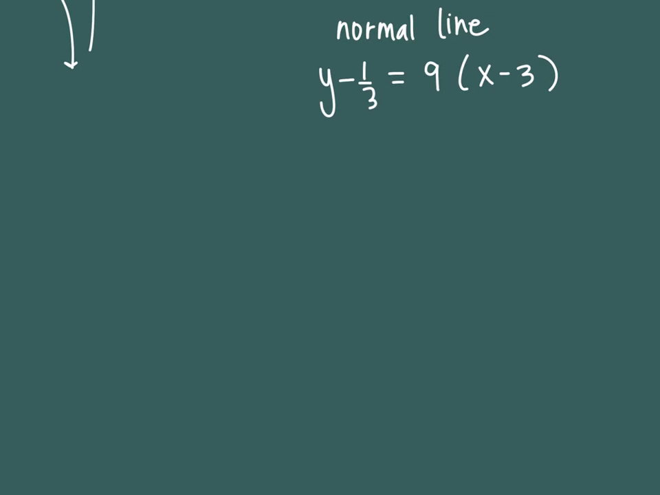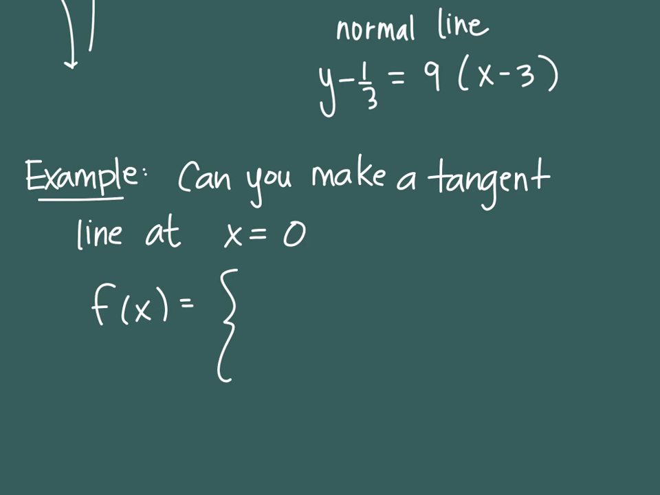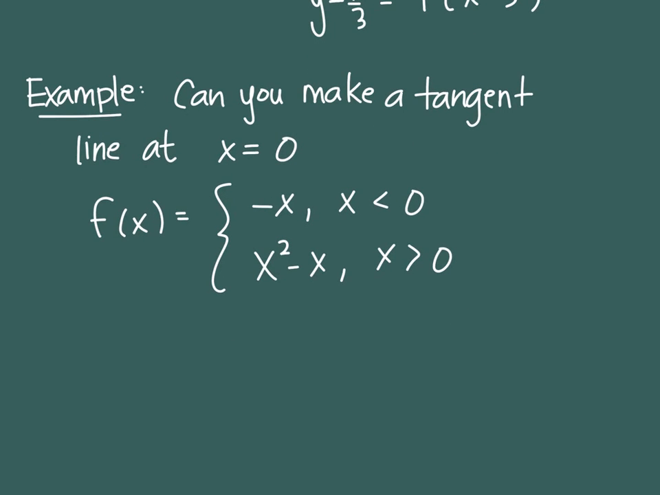Okay, last equation. Can you make a tangent line at x equals 0 for the following function? Negative x if x is less than 0, and x squared minus x if x is greater than 0. That's the question.